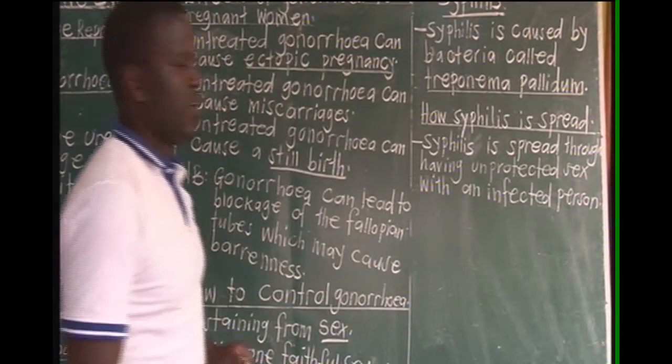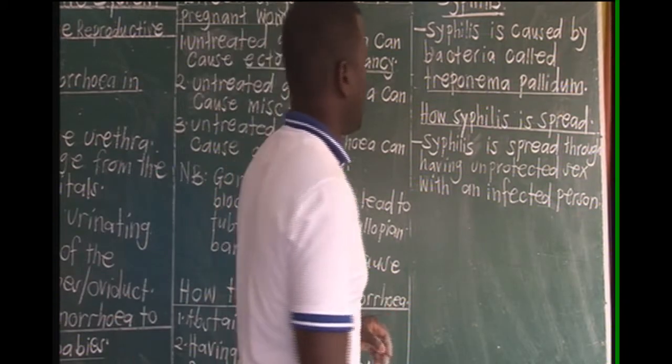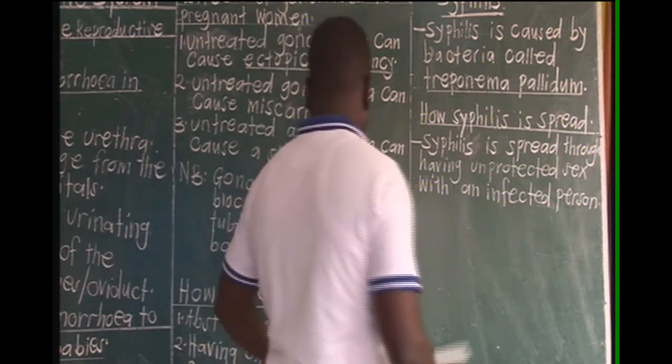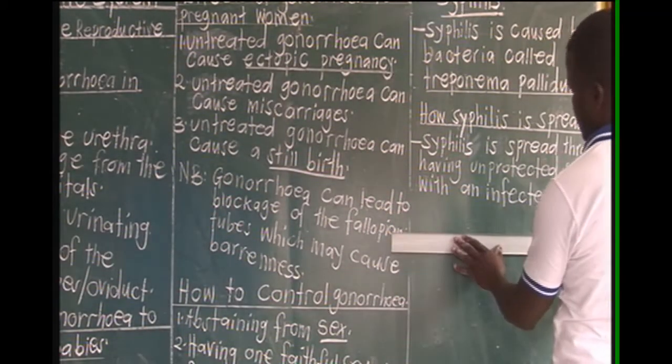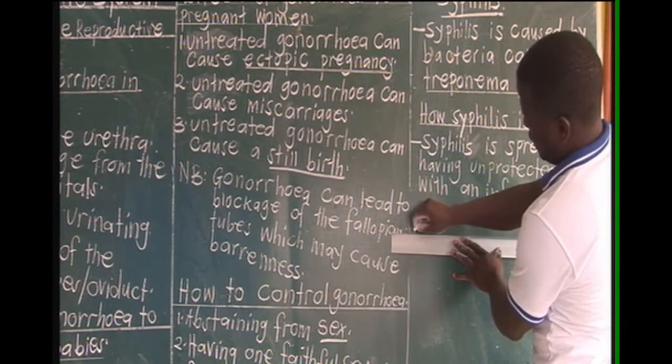Syphilis is spread through having unprotected sex with an infected person. Signs of syphilis.